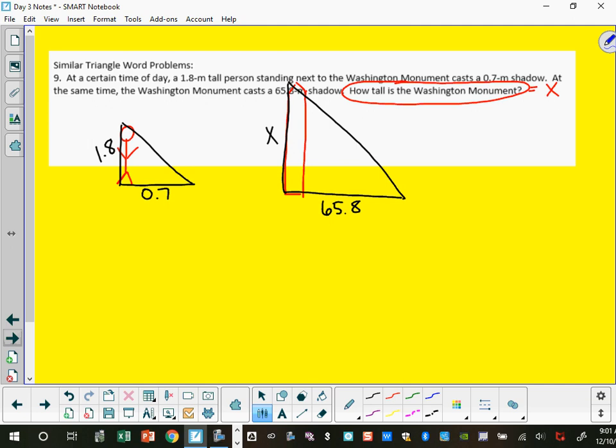There are many ways that we can make a proportion. Eli, tell me how you want to make a proportion here. I don't know. What do you mean you don't know? There's 4 numbers, but there's 4 things that we can make a proportion. Oh. Yes, now I get 1.8 over x. Okay? So 0.7 over 65.8. Good.